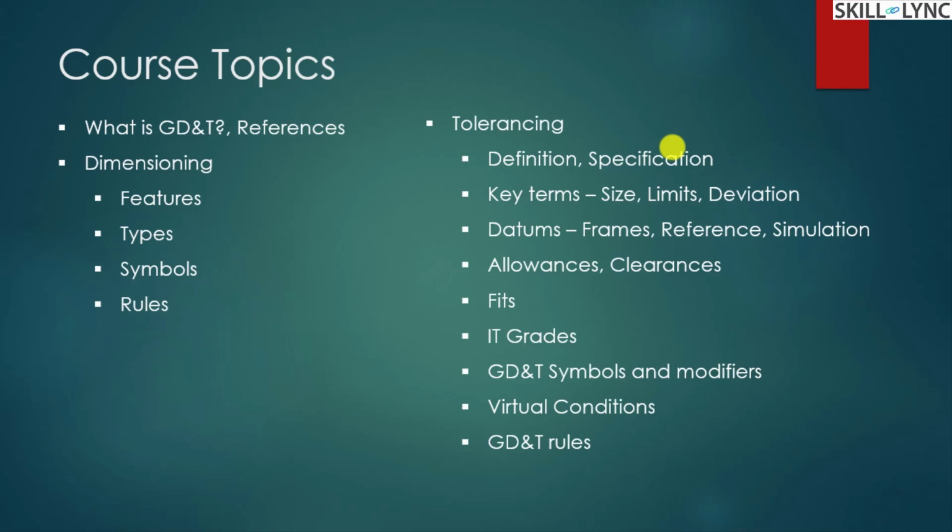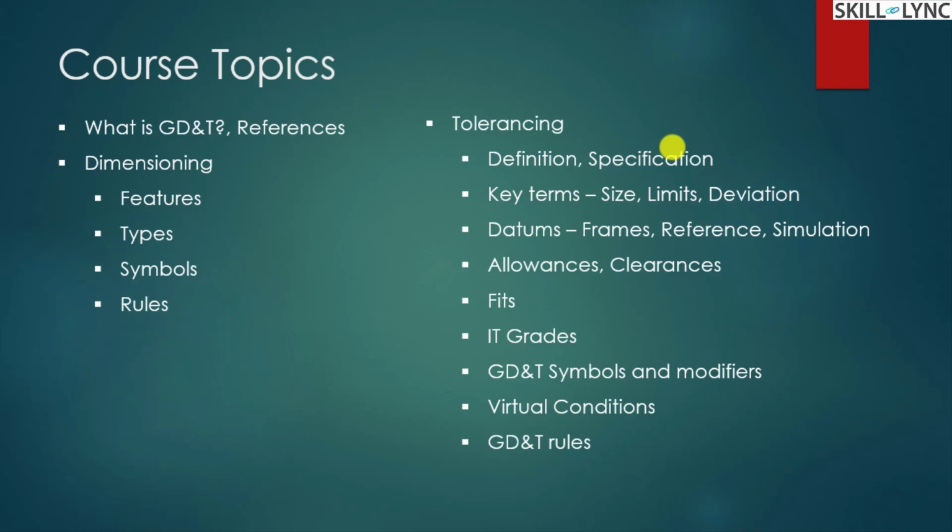Next, moving forward, is the important topic of tolerancing. We look into the different definitions of tolerancing, what its specifications are, and several key terms: the size, limits, and deviation, following which we look into datums. That is an important terminology used in tolerancing. We look into what frames, references, and simulation pertaining to datums are.